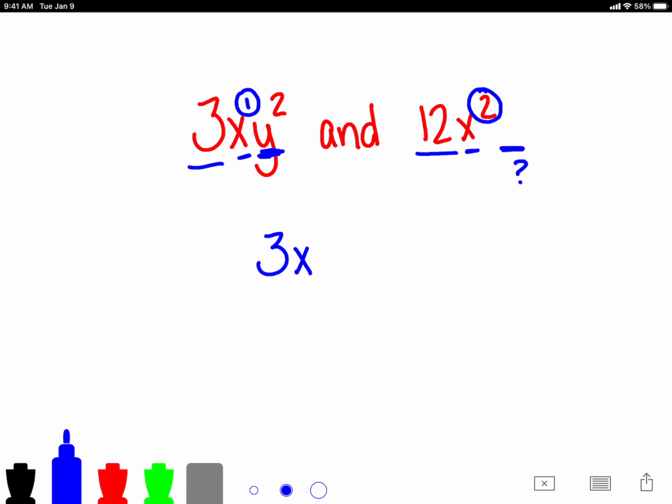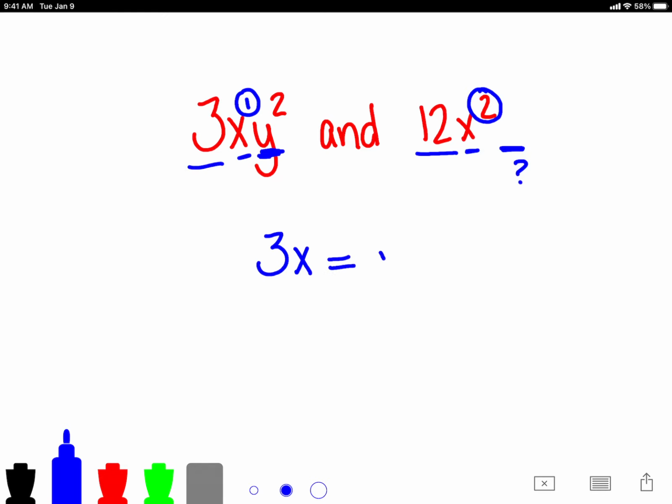So I cannot say that they have a y in common because they don't, and therefore I can't use that as the GCF. So this is my GCF, 3x. You can only take the variable if they both have it. All right, so knowing that, that's the GCF, now we can actually factor.